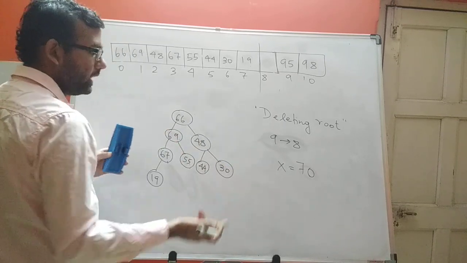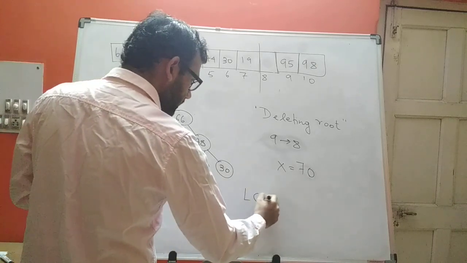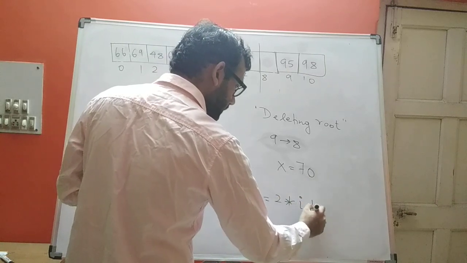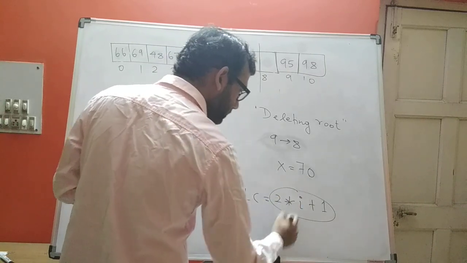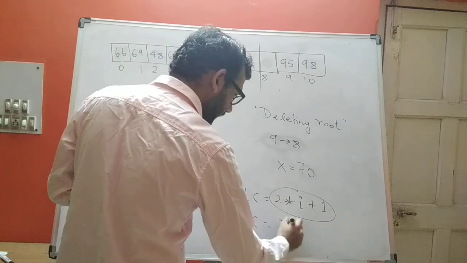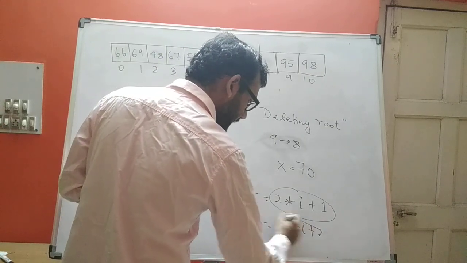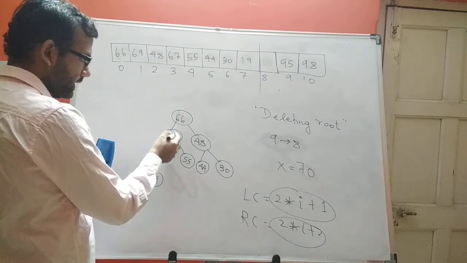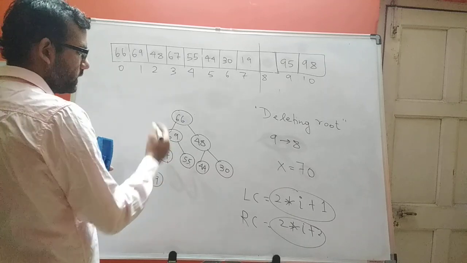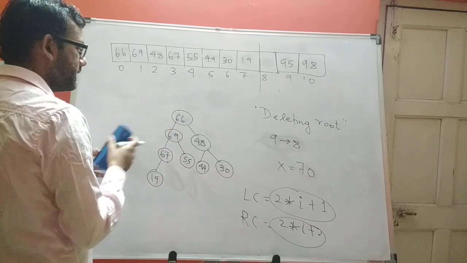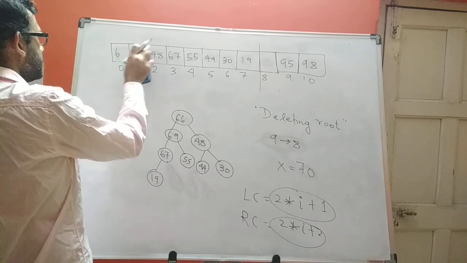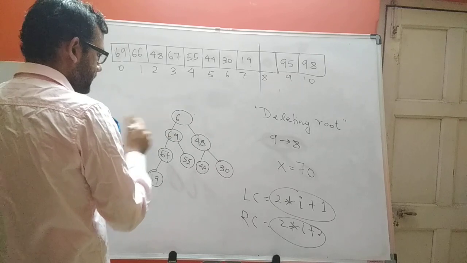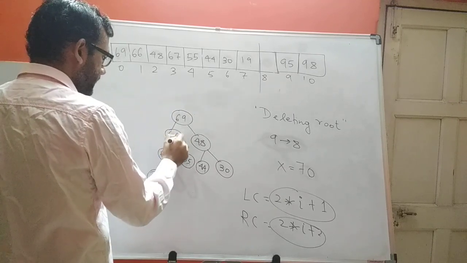How do I find the right child and left child? I'll simply apply the formula. If you think about it programmatically, I'll simply take the element at index 2 into i plus 1, and the element at index 2 into i plus 2, and I'll compare them. Out of the two elements, whichever is greater, like in this case 69 is greater, I'll compare it with the current node, which is 66. Since 69 is greater than 66, I'll swap it. So 69 comes here and 66 goes here.